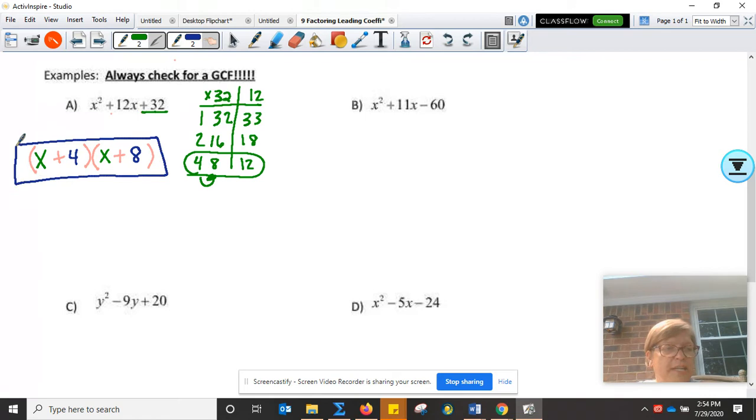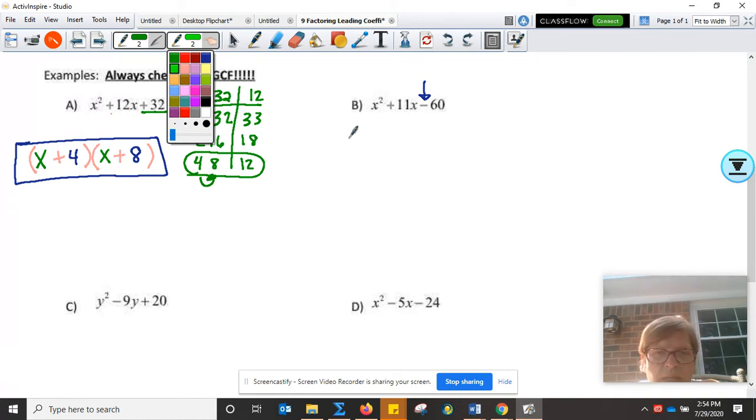Now you can always check this by multiplying. And if you have a question about multiplying, just refer back to the video earlier in this 9 weeks. All right. So now for B, our last sign is negative. So since our last sign is negative, we know that our signs are going to be positive and minus, plus and minus. So it's going to be x plus and x minus.